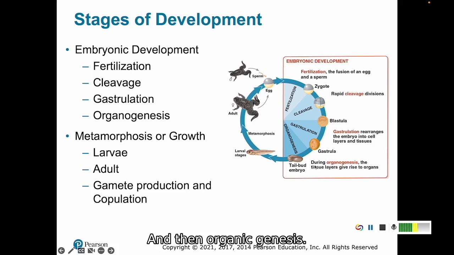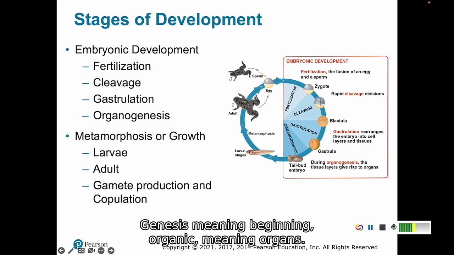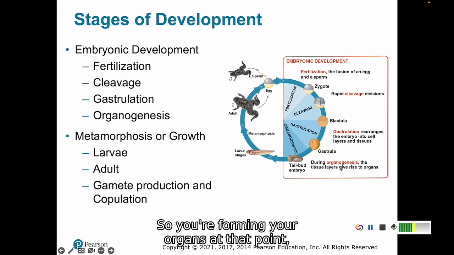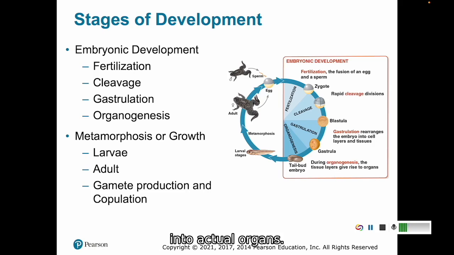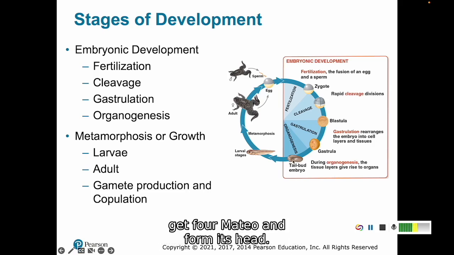And then organogenesis: genesis meaning beginning, organo meaning organ. So you're forming your organs at that point. The tissue layers are going to develop into actual organs. Here in this little frog, you can see you've got this embryo that's actually starting to form a tail and form its head.